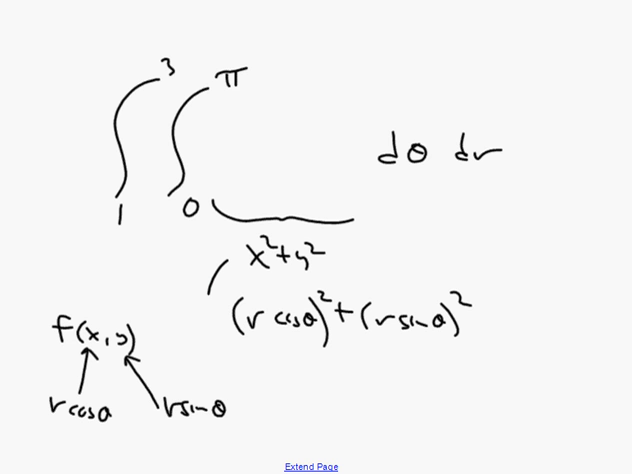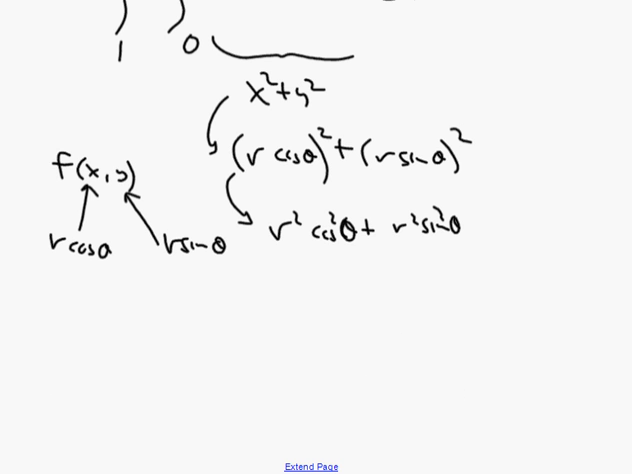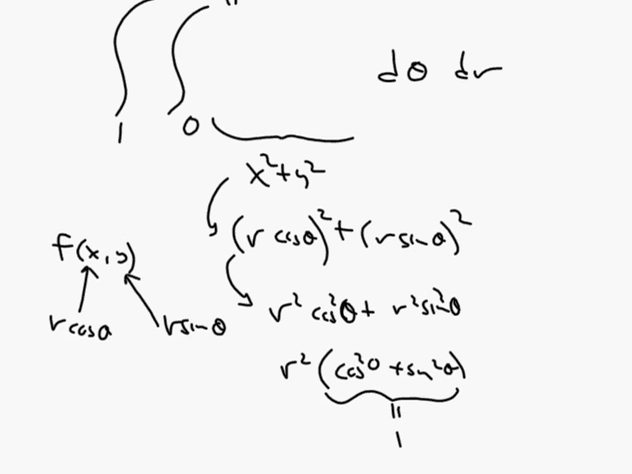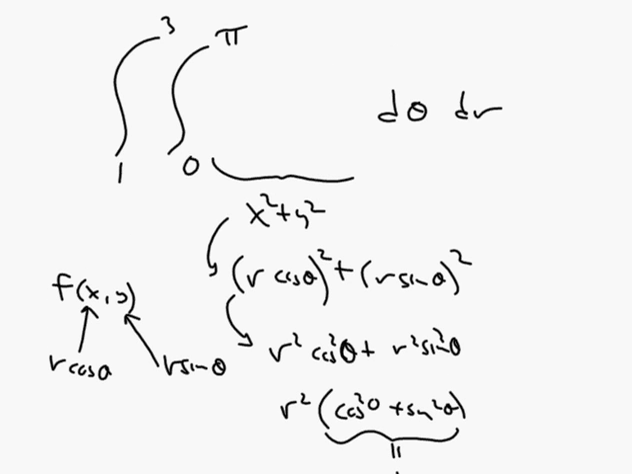Oh, that's pretty. I see something nice. r squared cosine squared theta plus r squared sine squared theta. Or we can just factor out r squared, and we get r squared times cosine squared theta plus sine squared theta. That's just 1. Oh, wow. So even our integrand, the thing we're integrating, got a little bit easier. That looks like r squared now instead of x squared plus y squared.